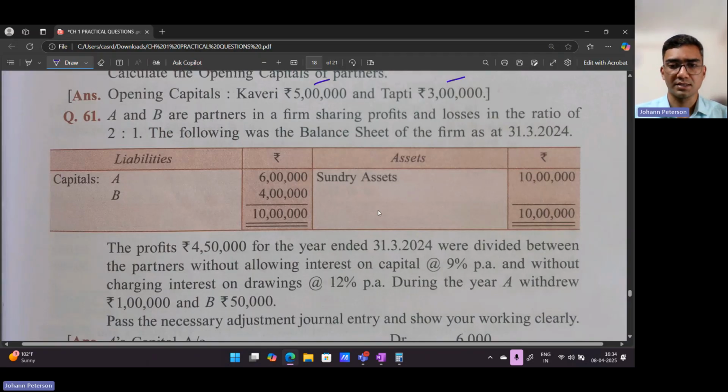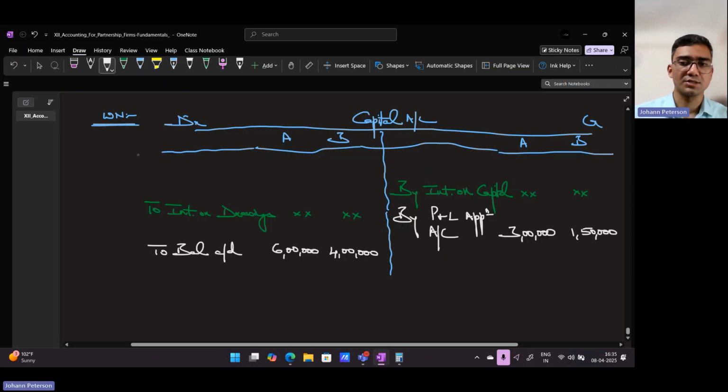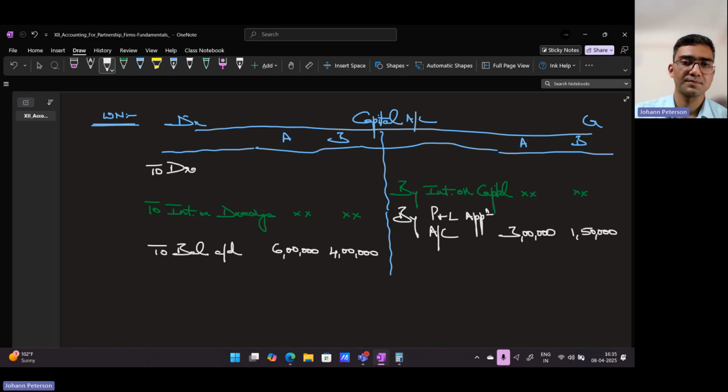It also mentioned, I think, the drawings. Yes. So the drawings were 1,50,000. So these drawings are shown on the debit side. So here I will write to drawings, 1,50,000.